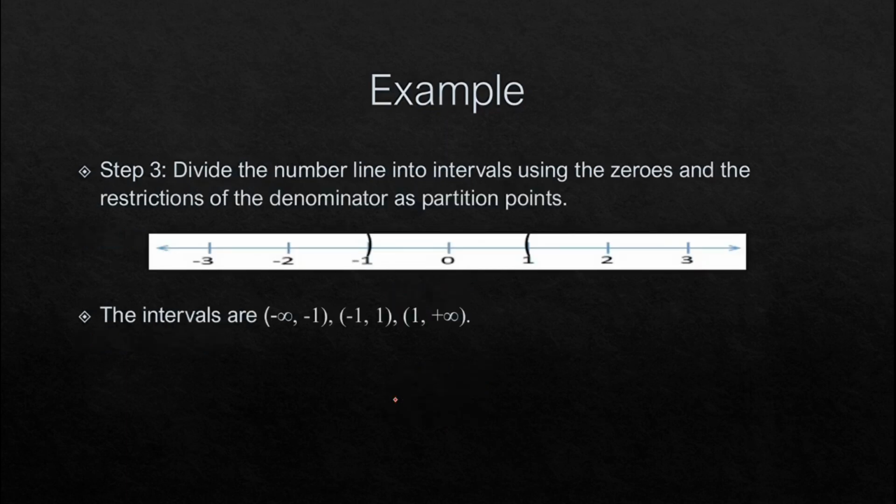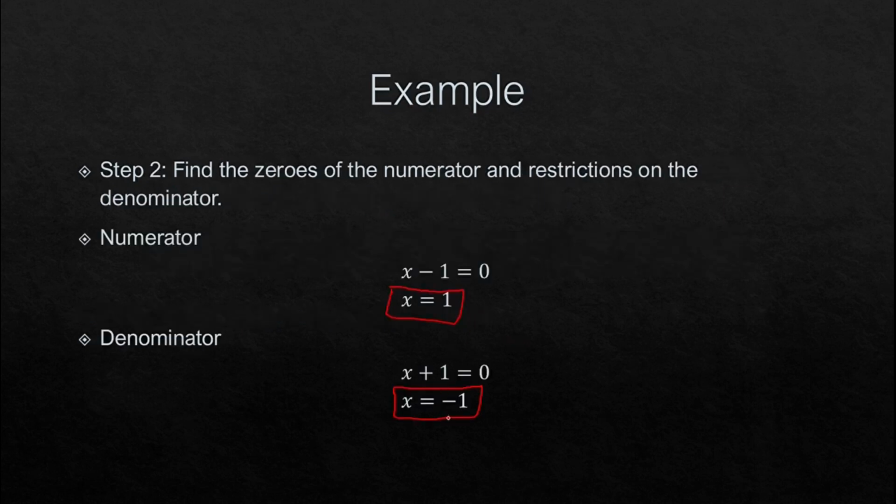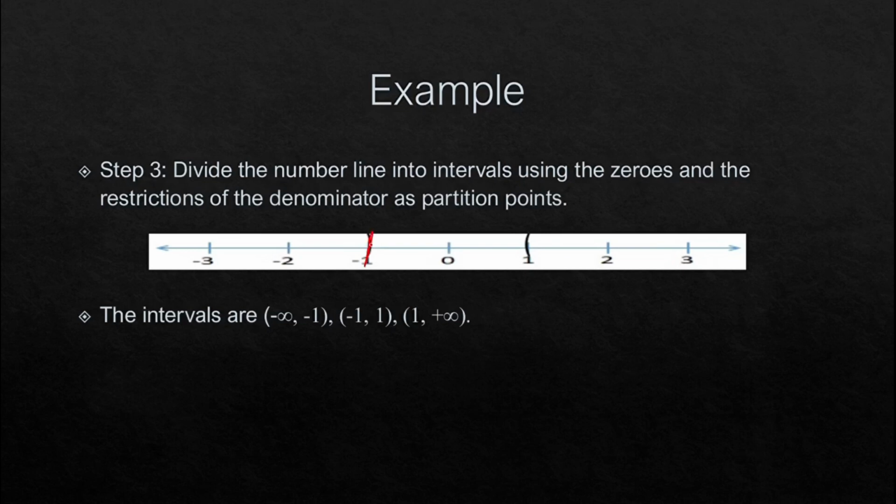Step 3, divide the number line into intervals using the zeros and the restriction of the denominator as the partition points. Diba nakasabi dito sa last time, x equals to 1 and x is equals to negative 1. Dito, may line dito, sa x sa negative 1, pati sa 1. Kaya, divide ang number line into 3 parts. The intervals are negative infinity to negative 1, negative 1 to 1, and 1 to positive infinity. Yan ang mga intervals natin.